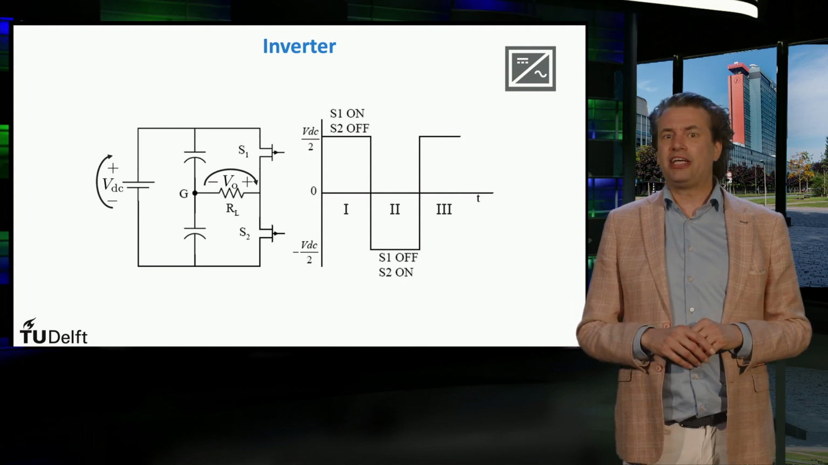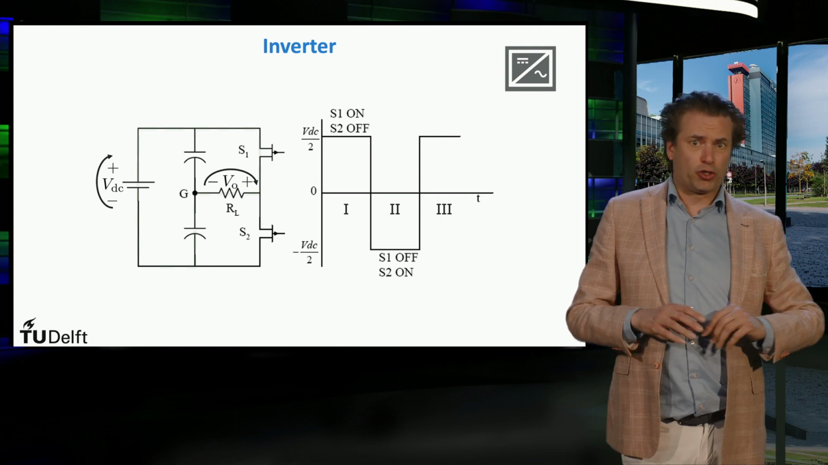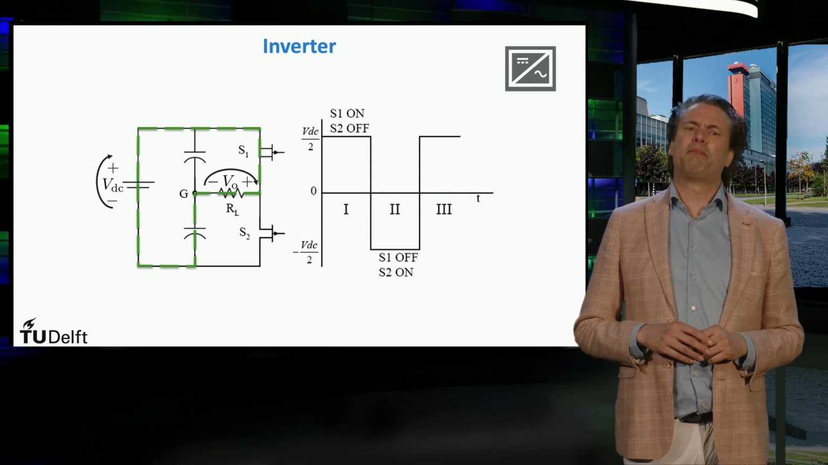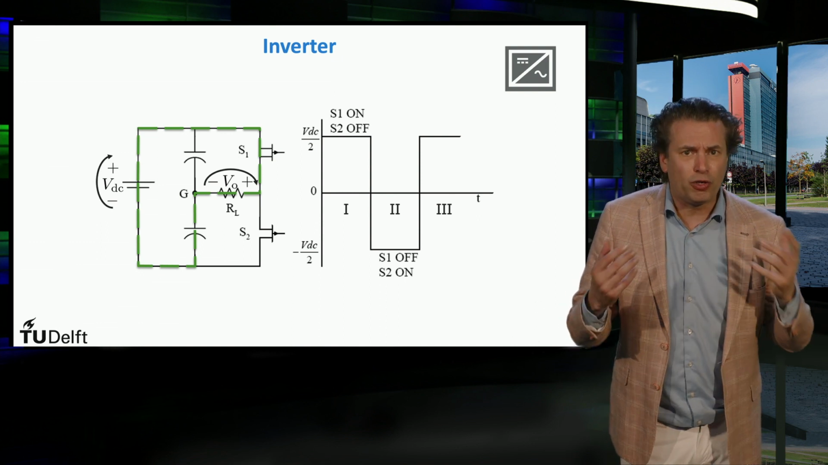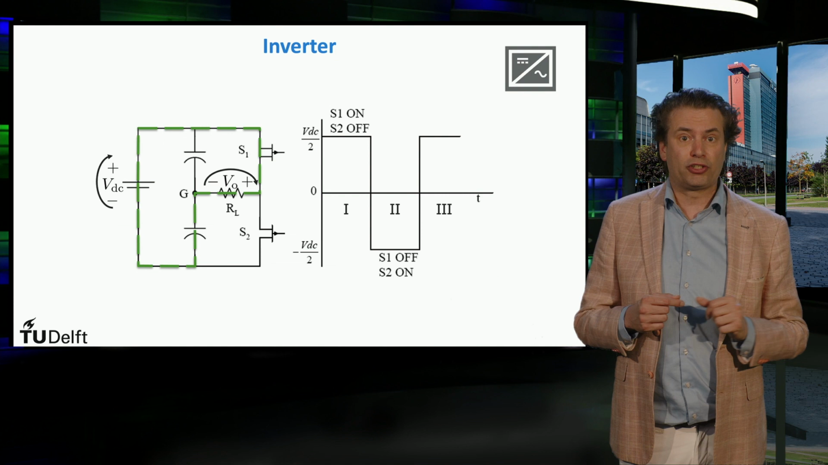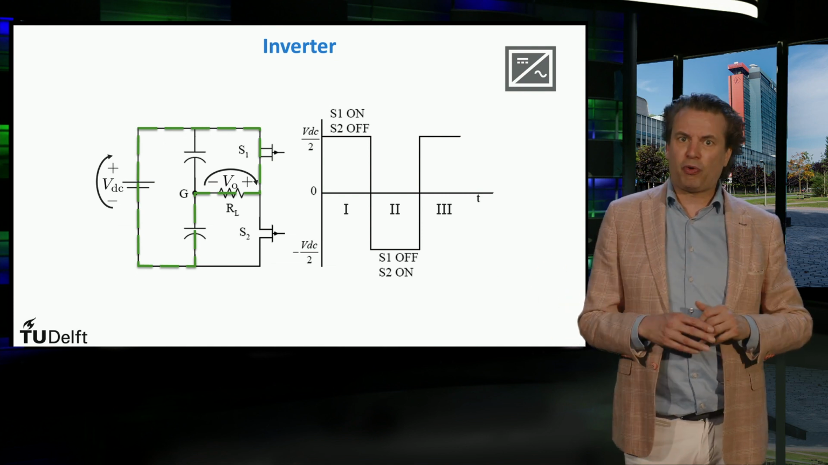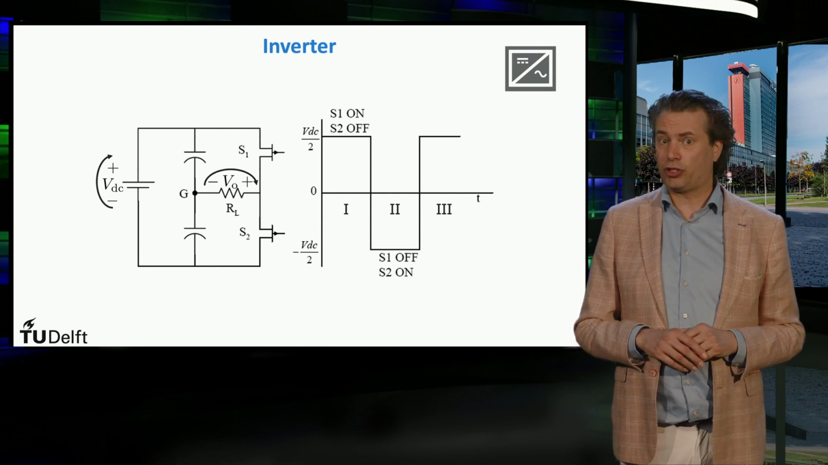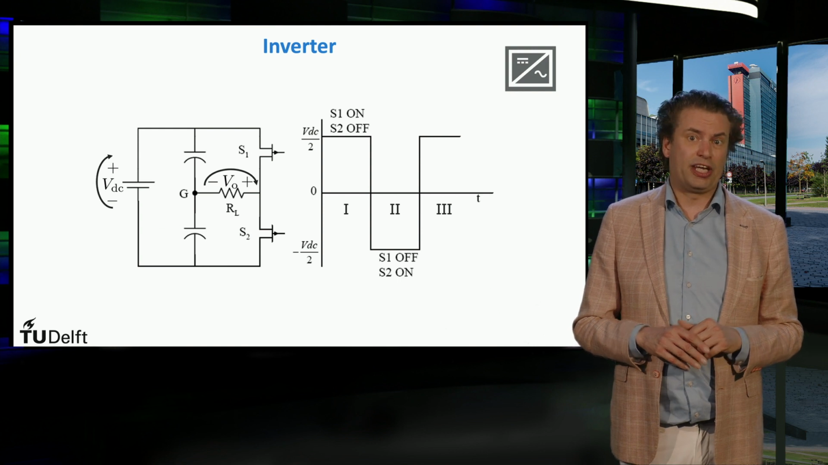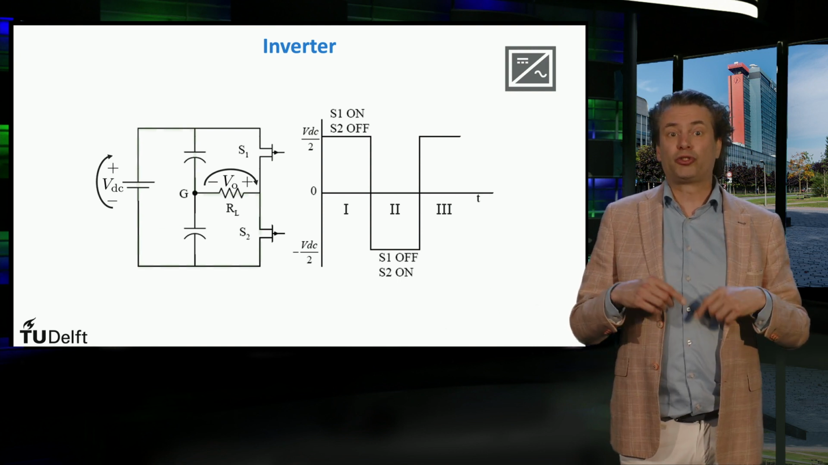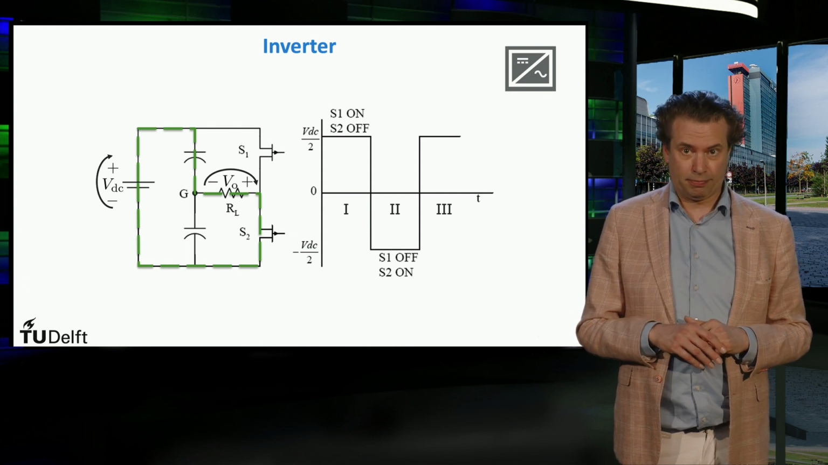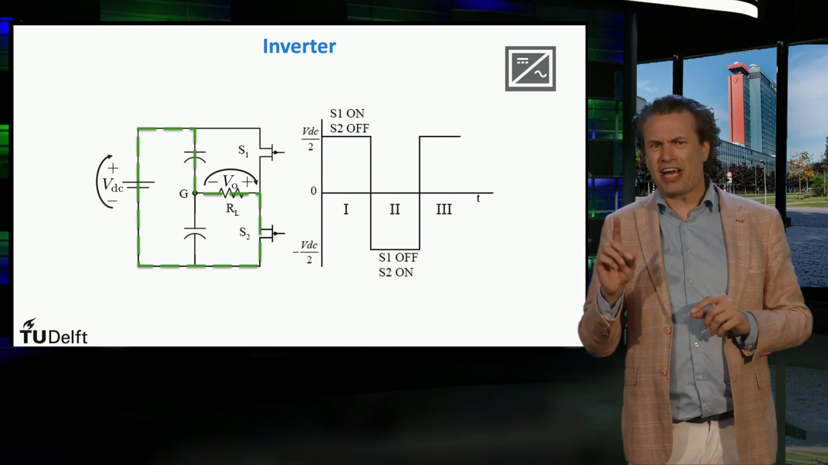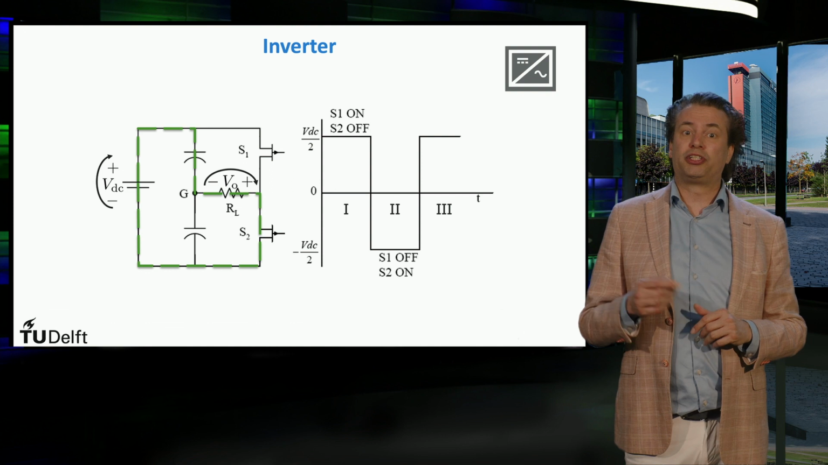If switch S1 is on and switch S2 is off, the circuit will conduct through the green highlighted path. In this case, the magnitude and direction of the output voltage is equal to half the magnitude, with direction, of the input voltage. This corresponds to time periods 1 and 3. If on the other hand switch S2 is on and switch S1 is off, the circuit will conduct through the green highlighted path again. The magnitude of the output voltage is still half of the magnitude of the input voltage, but the direction is opposite. This corresponds to the time period 2.